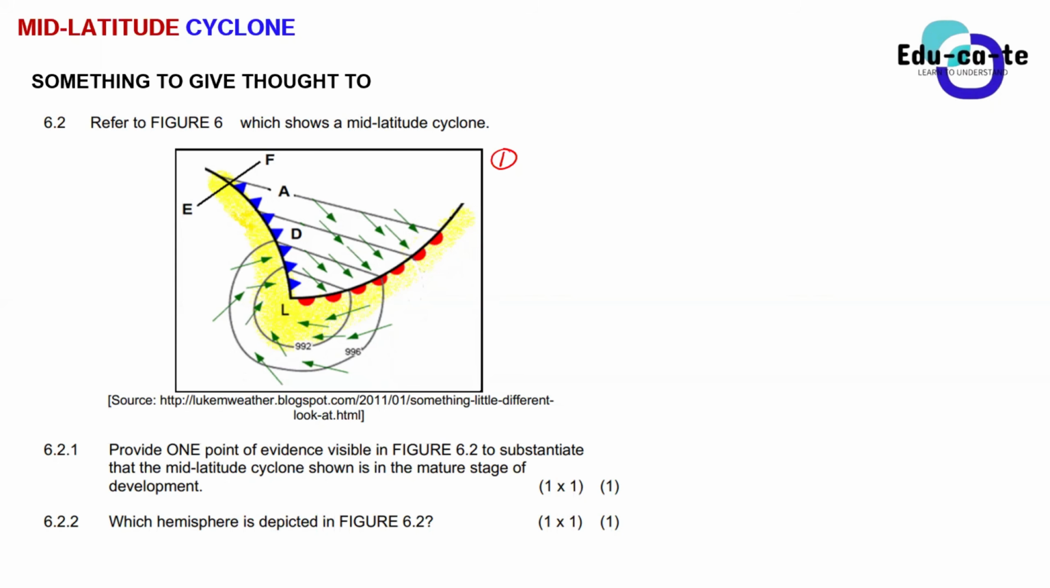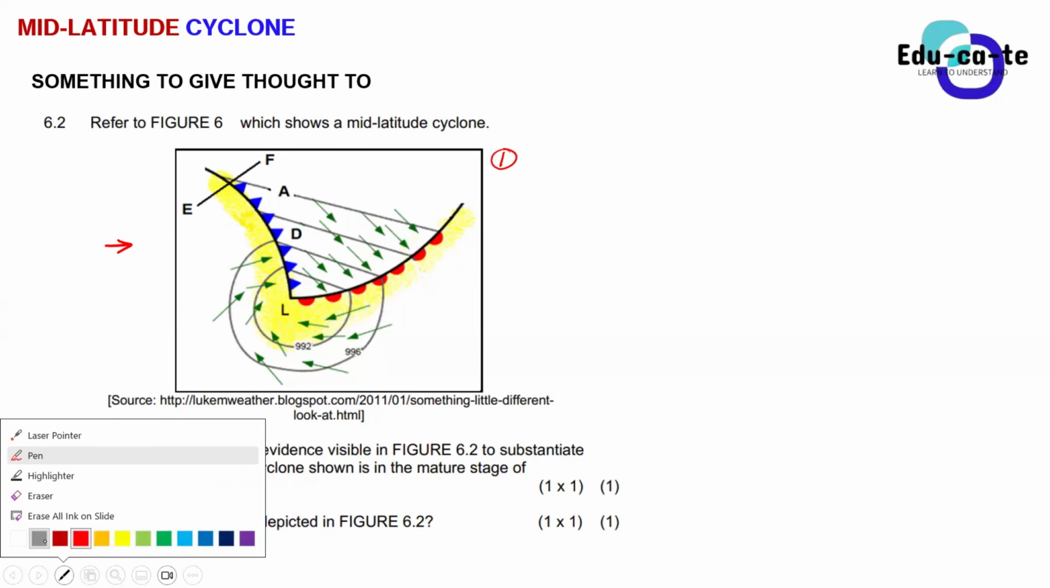Okay, so now, I explained how a mid-latitude cyclone works, and now the question was 6.2, refer to Figure 6, which shows a mid-latitude cyclone. So this is a mid-latitude cyclone, guys. Even if they don't tell you that this is a mid-latitude cyclone, you must be able to identify that this is a mid-latitude cyclone. Okay? Yes, sir.